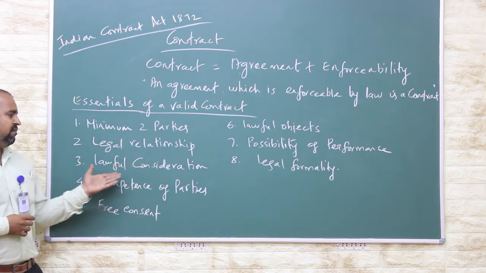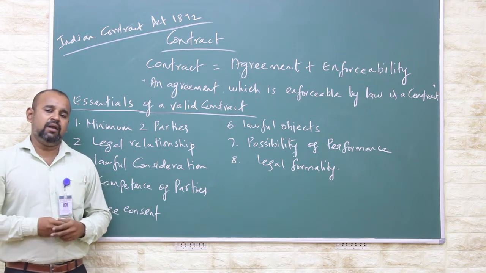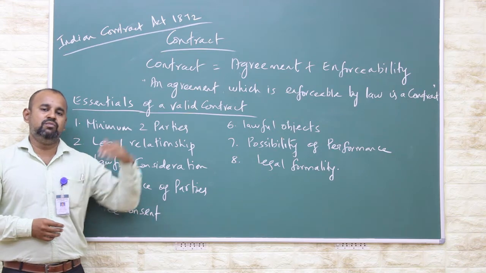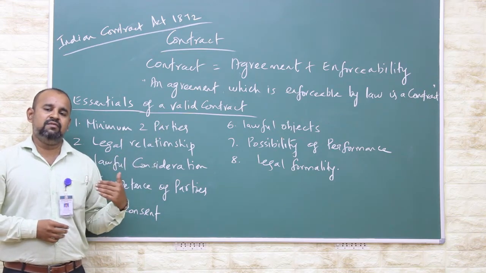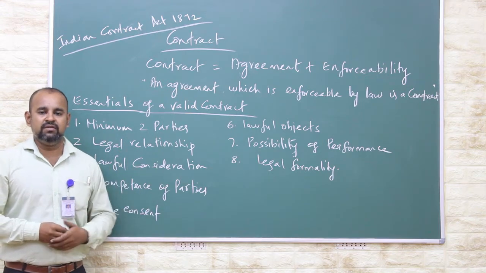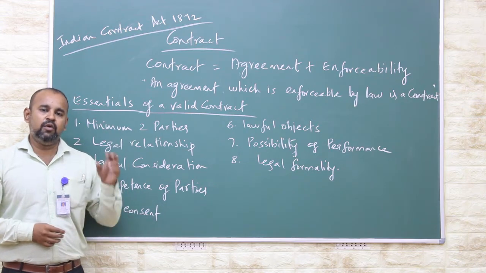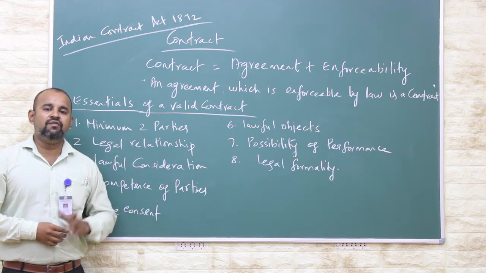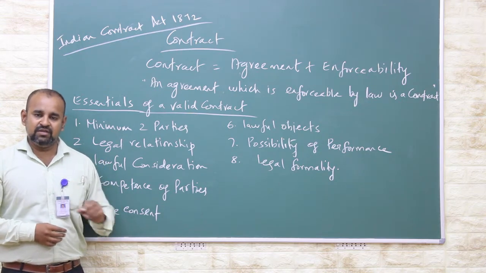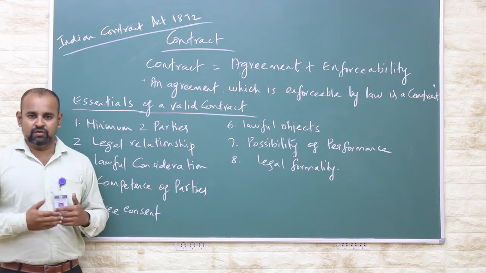And then lawful consideration. What do you mean by consideration? For example, party A is going to sell a house to party B. For B, the house is the consideration. For A, the amount is the consideration. So it should be a lawful consideration. For any contract, consideration should be there. If there is no consideration, there is no contract. The same is linked with the legal relationship also.